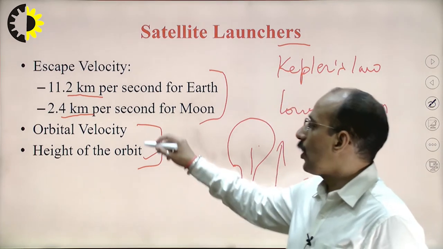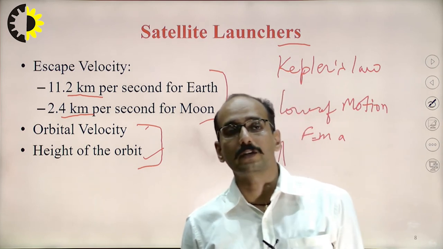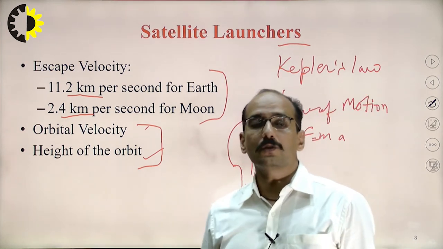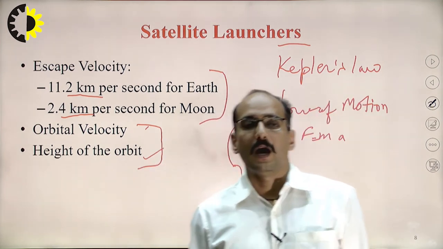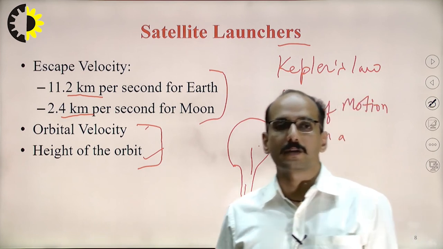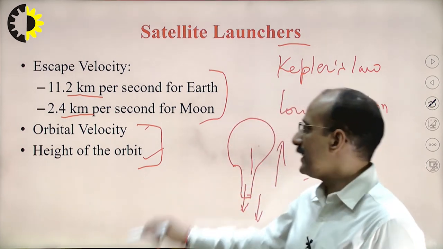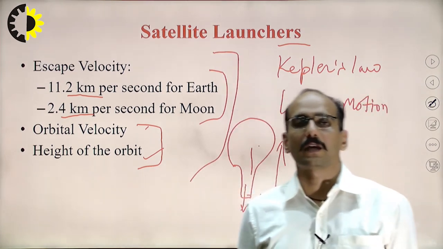Similarly, the orbital velocity is equal to the rotational speed of the Earth. So, that's why orbital velocity and height of the orbit are the other two important parameters used at the time of satellite launching. These three parameters are the main ones required for satellite launchers.